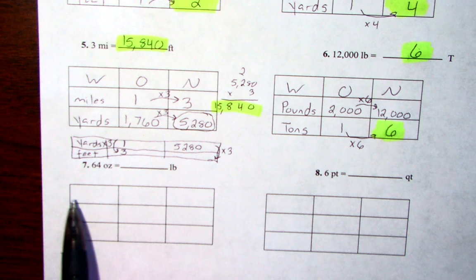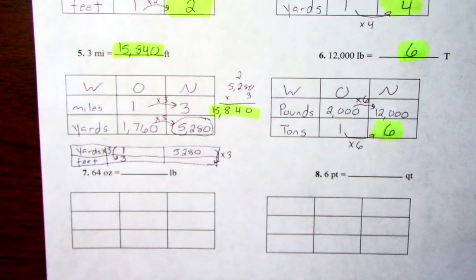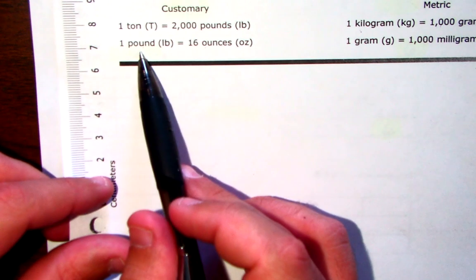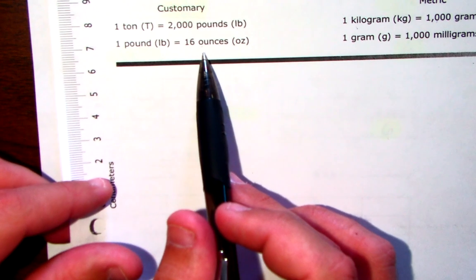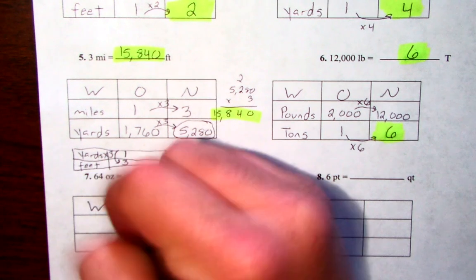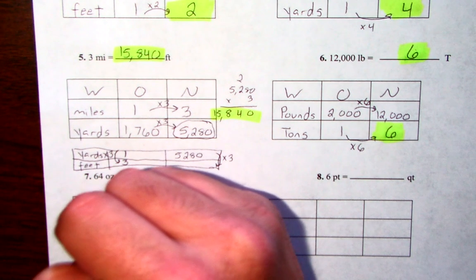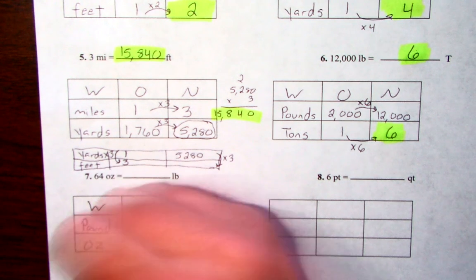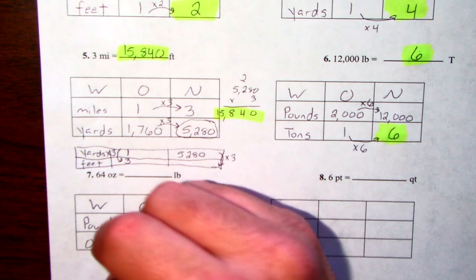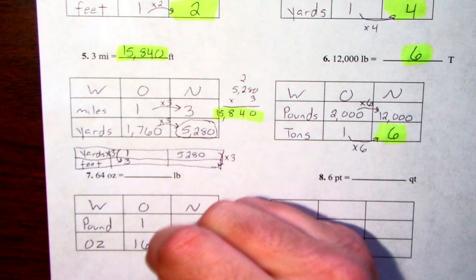Alright. This next one says we are going from ounces to pounds. Well, again, if we look at our chart here, it says 1 pound is equivalent to 16 ounces. So here we go. Words original new. Pound. Ounces. Again, straight from our star chart, 1 pound, 16 ounces. It says we need 64 ounces.